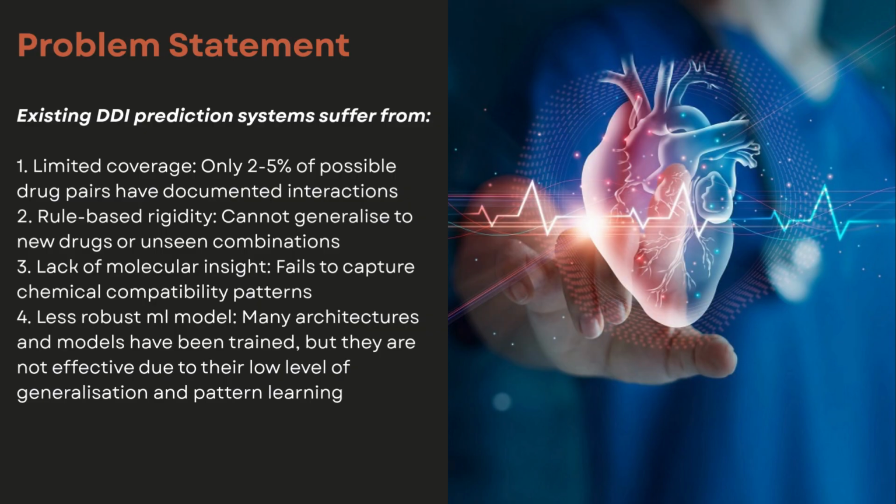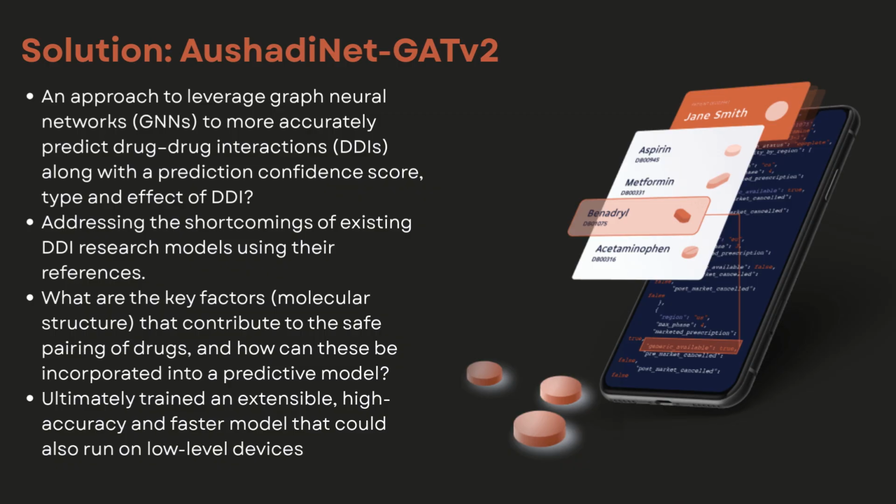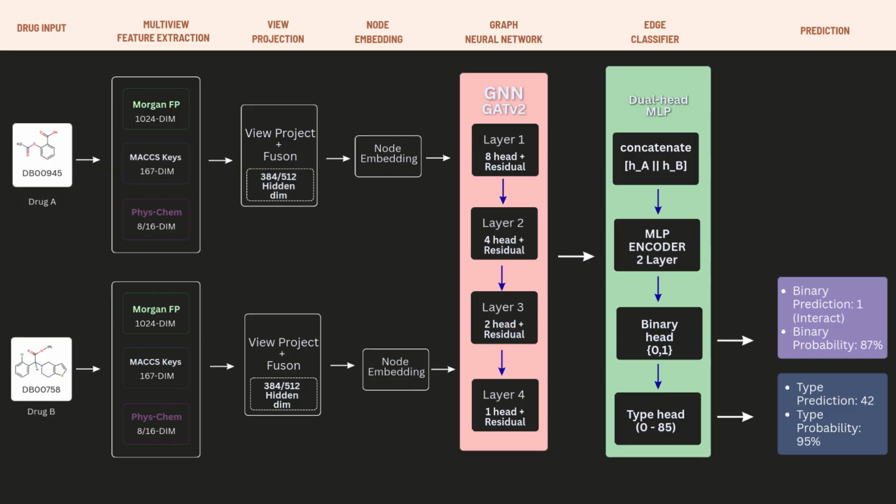So, for a solution, I did some research and started by leveraging graph neural networks, specifically Graph Attention Network version 2, to solve this problem as a link prediction problem. I implemented previously developed DDI models, addressing their achievements and shortcomings. Now let's understand its architecture in short.